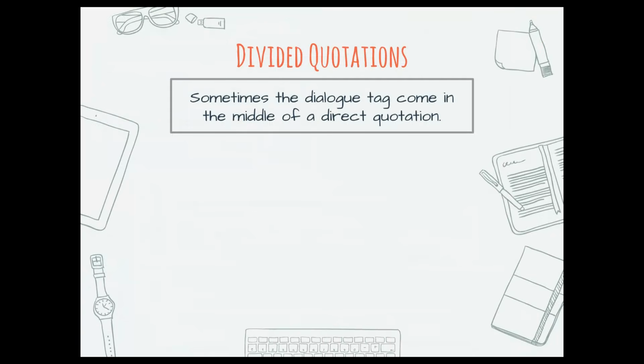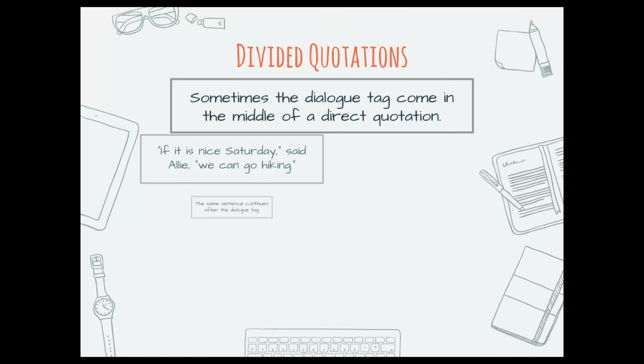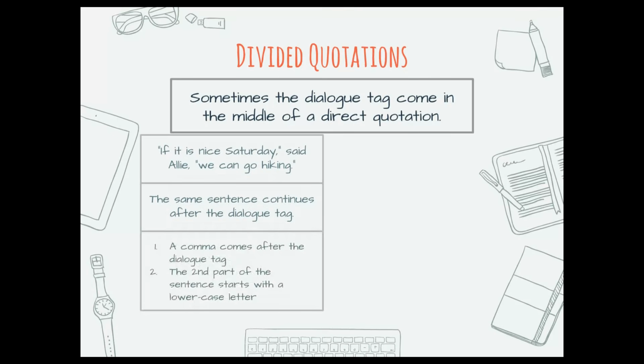So sometimes the dialogue tag comes in the middle of a direct quotation. So here we can see, "If it is nice Saturday," said Allie, "we can go hiking." So in this example, the same sentence continues after that dialogue tag. So when that happens, a comma comes after the dialogue tag, so we can see there's a comma after Allie, and the second part of the sentence starts with a lowercase letter because it really is just a continuation of what was happening before the dialogue tag.